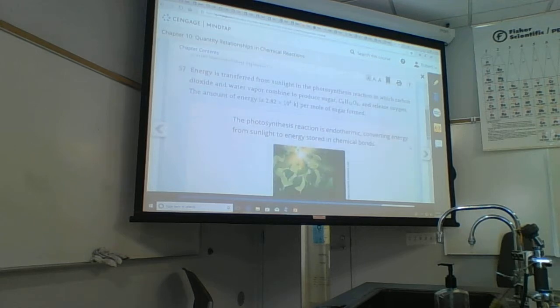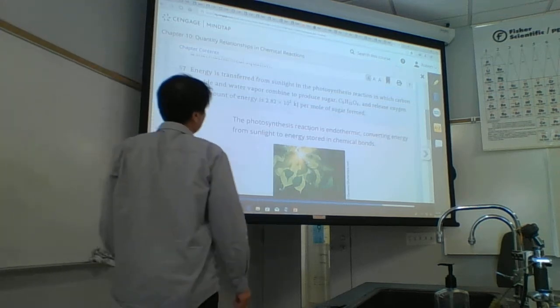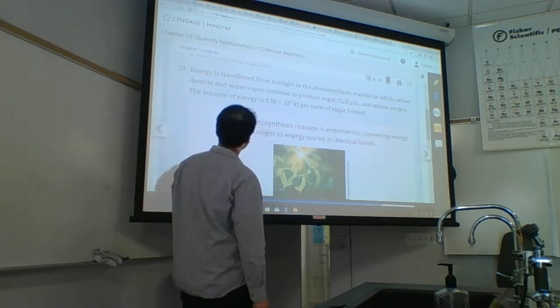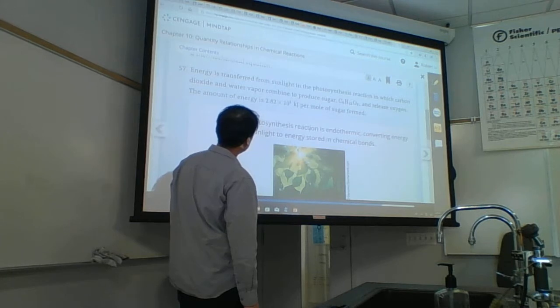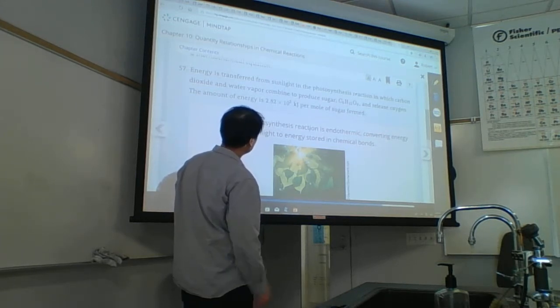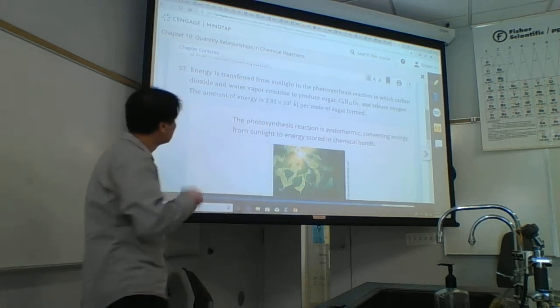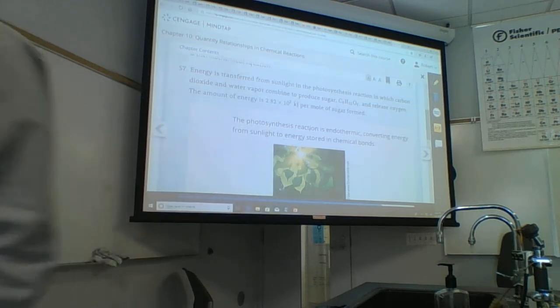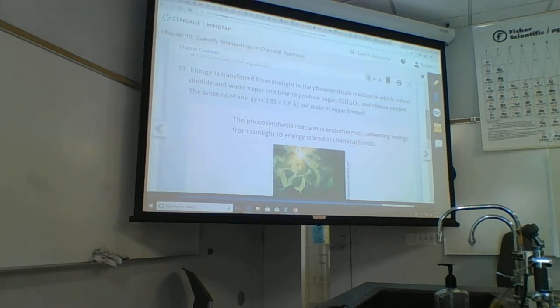Some energy calculations. Energy is transferred from sunlight in the photosynthesis reaction in which carbon dioxide and water combine to produce sugar and release oxygen. The amount of energy is 2.82 times 10 to the third kilojoules per mole of sugar formed. So they just want us to write the equations for this. Is this endothermic or exothermic?